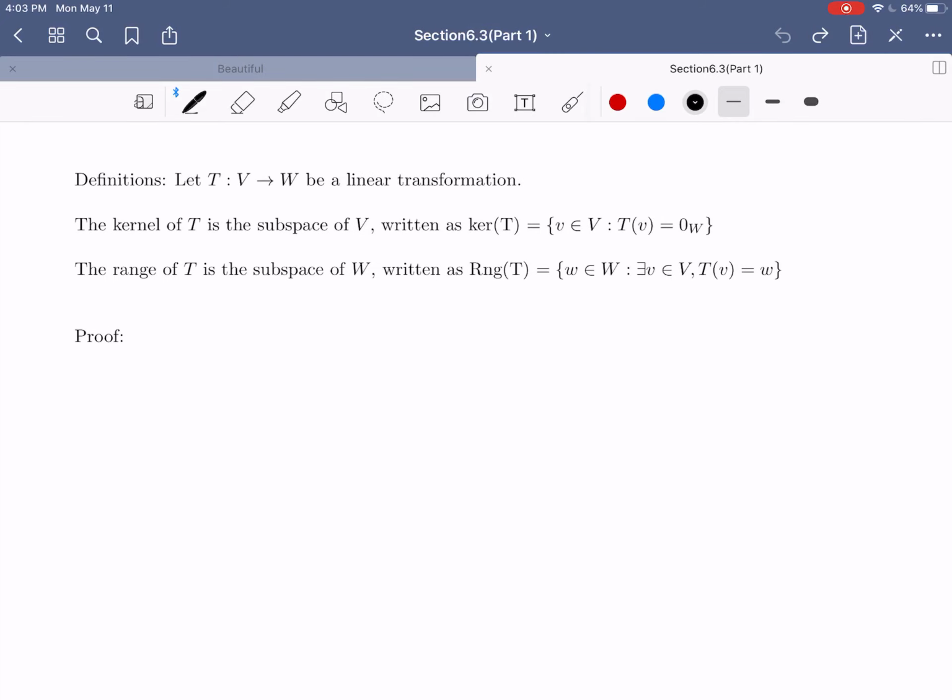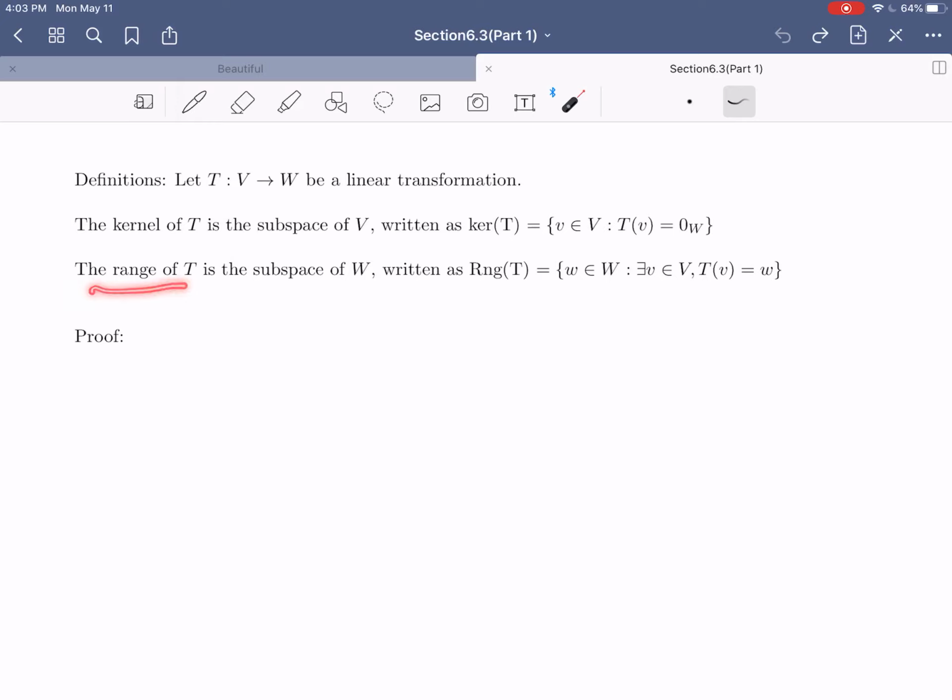So we're going to be working with a linear transformation T from one vector space V into another vector space W. The kernel of T is a subspace of the domain. It is written as ker of T, and it is the set of vectors in V that have the property that the transformation of that vector is the zero vector in the target space, or in the codomain. So, in other words, the kernel of a transformation is all the vectors in the domain that get mapped to the zero vector in the codomain under that transformation.